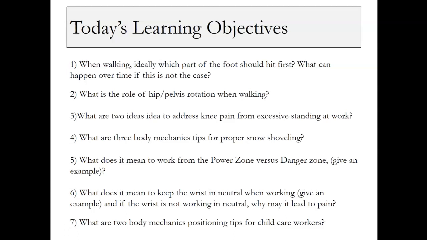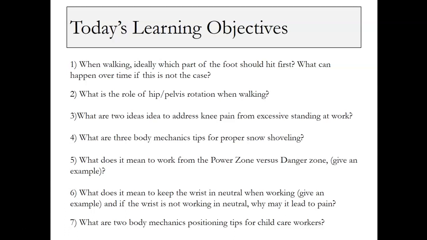If the wrist is not working in neutral, why may it lead to pain? Again, the course theme leads to pain because of space and flow issues. In case of, say, carpal tunnel, it really tightens up the space within the carpal tunnel, crunches everything up, pushes on the median nerve and all those tendons, leads to numbness and pain.